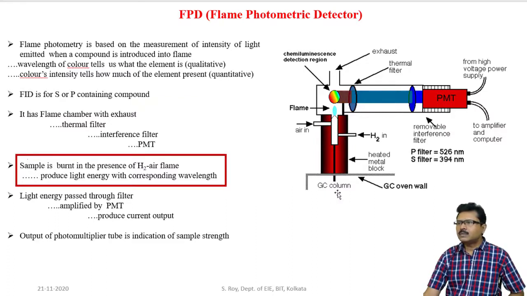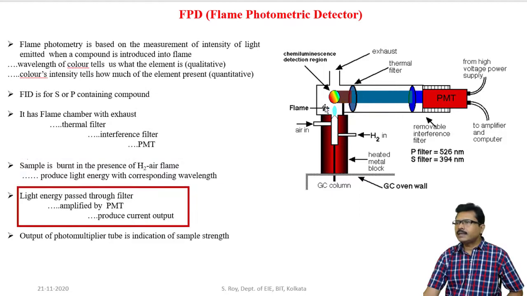The sample is introduced from the column through this heated metal block. The sample is burnt in the presence of a hydrogen-air flame. Hydrogen acts as a fuel and air acts as an oxidant. This burning effect will ultimately produce light energy with the corresponding wavelength. For sulfur, the light energy will have a 394 nanometer wavelength. For phosphorus, the light energy will have a 526 nanometer wavelength. The light energy will pass through the thermal filter and next it will pass through the interference filter.